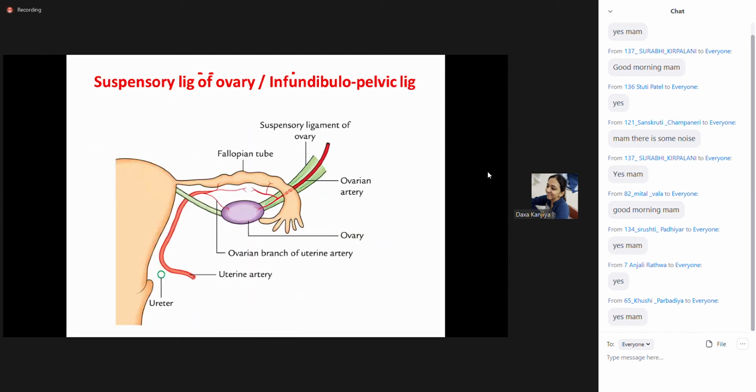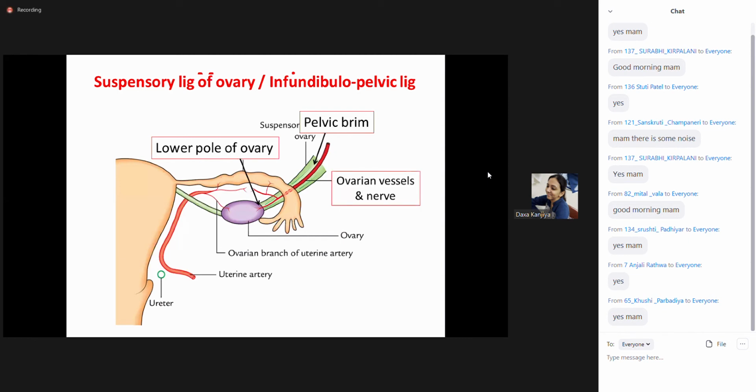Now, the last subdivision of the broad ligament is the suspensory ligament of ovary or infundibulopelvic ligament. This ligament extends from the lower pole of the ovary to the pelvic rim or to the lateral pelvic wall. What are the contents of this ligament? These are the ovarian vessels and nerves.